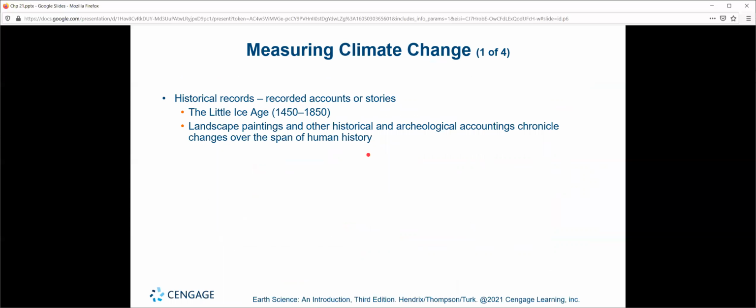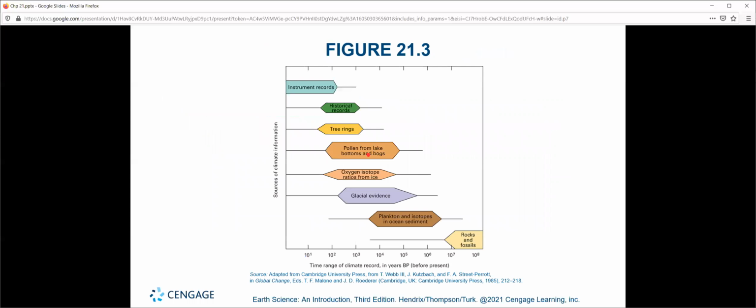The historical records can tell us a lot about what we do. We measure climate change in the past by looking at these records. For example, we have evidence of a little ice age for some 400 years where things were very cool. Landscape paintings and other historical archaeological accounts chronicle changes over the span of human history, right? What was the temperature like in 1500? Well, I can't ask someone. They didn't really write that stuff down in books, but when they did landscape paintings, we can look at that and say, in this part of the world, there's cloudiness, there's snow, there's different vegetation, there's different animals, what have you. That's useful.